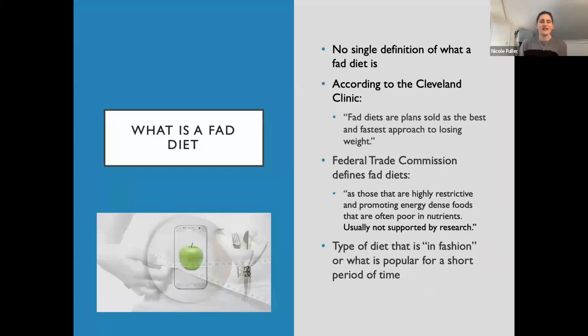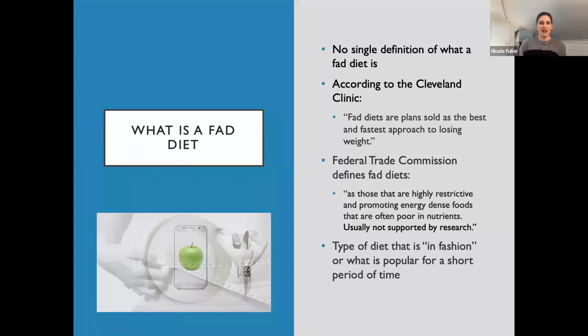Okay, so what is a fad diet? There is actually no one single definition of what a fad diet is. You can Google it all you want. Probably every website will come up with something different, but according to the Cleveland Clinic, fad diets are plans sold as the best and fastest approach to losing weight. However, the Federal Trade Commission defines fad diets as those that are highly restrictive and promote energy-dense foods that are often poor in nutrients, usually not supported by research.